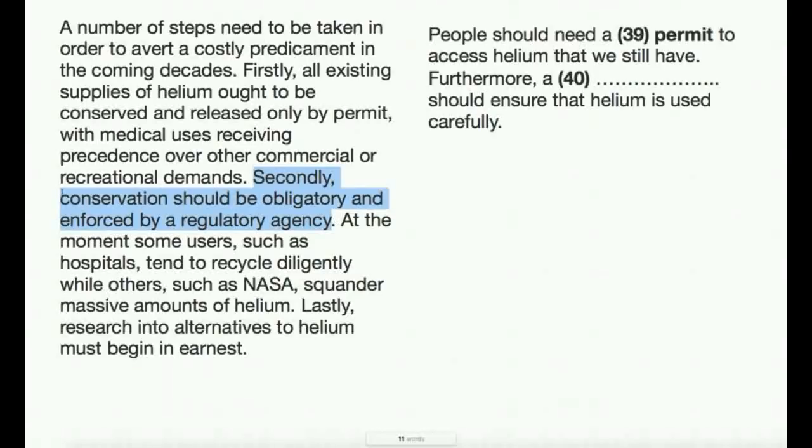What are they saying here that must be done to make sure that helium is used carefully? Well, they're saying conservation should be obligatory. To conserve something is to take care of something, make sure it's protected, which is the same as being used carefully. So you can't say a conservation should ensure that helium is used carefully. Conservation doesn't fit here grammatically, and also it's being discussed here. So the other option is a regulatory agency. Does that fit? Furthermore, a regulatory agency should ensure that helium is used carefully. Well, that does make perfect sense.